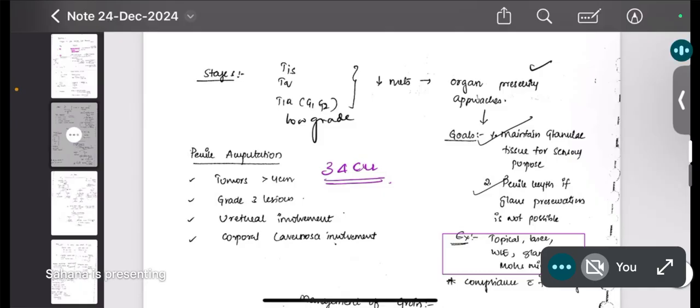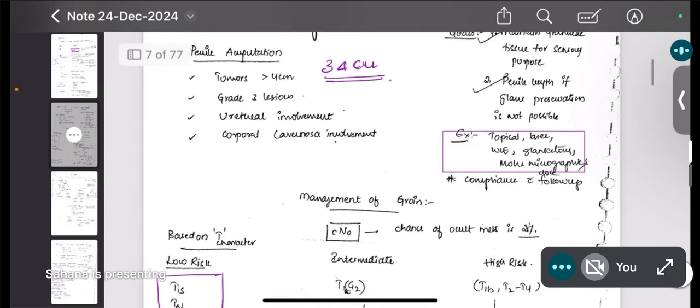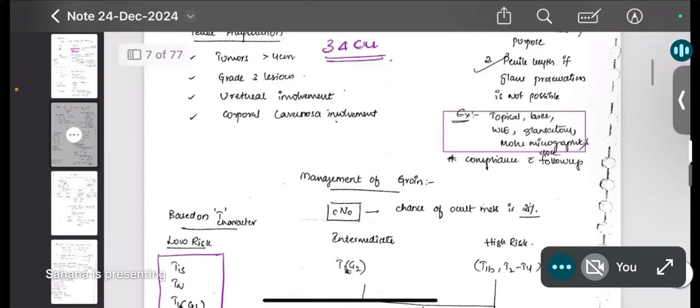When do you resort to amputation? So these are the 4 indications. Tumor more than, so I remember it as 3, 4, C, U. 3 is grade 3 lesion, 4 is size more than 4 centimeter. C is corporal cavernosal involvement. U is urethral involvement. It is almost come onto the dorsal side of the penis, and urethral involvement. In all of these, you cannot do anything less than penile amputation. So you cannot use organ preserving modalities for these. So when you write about organ preservation, you will write about all these options.